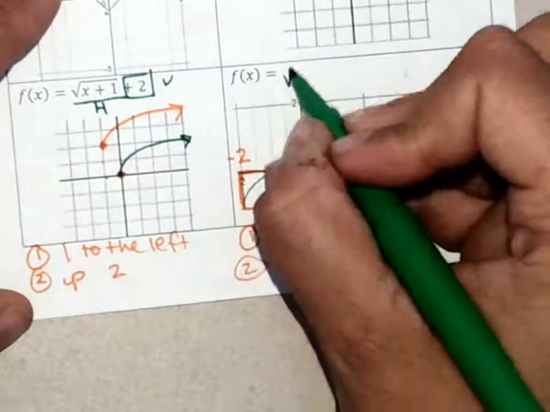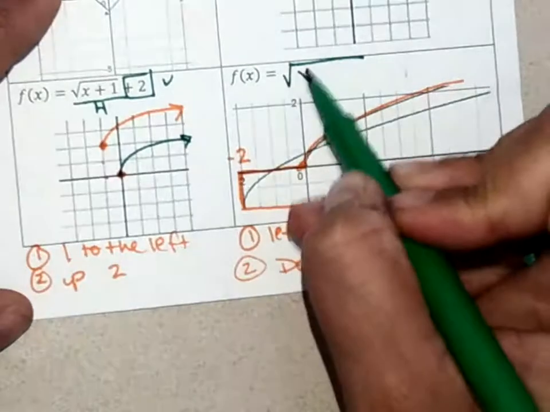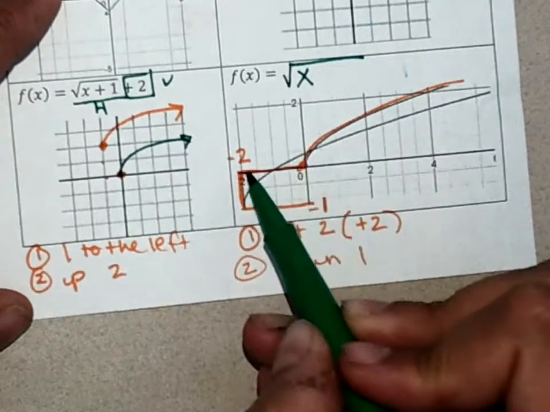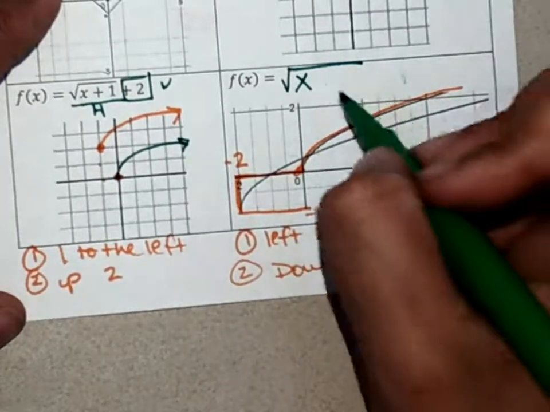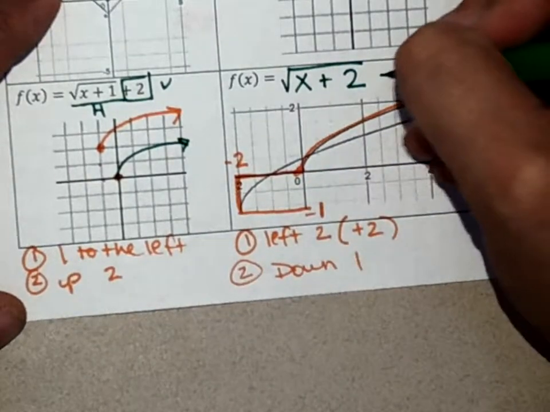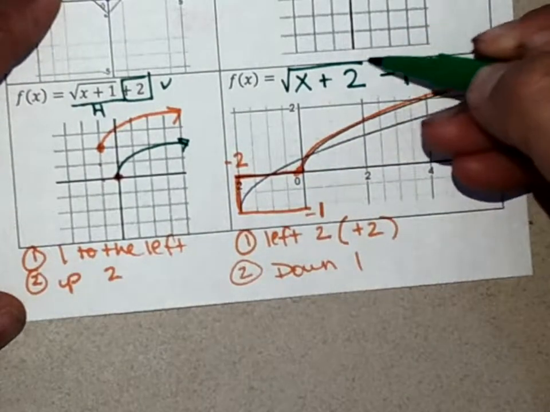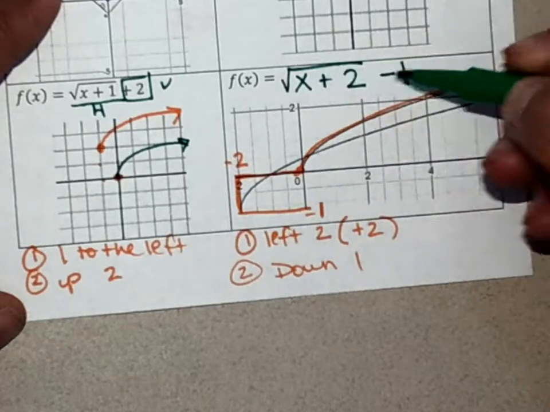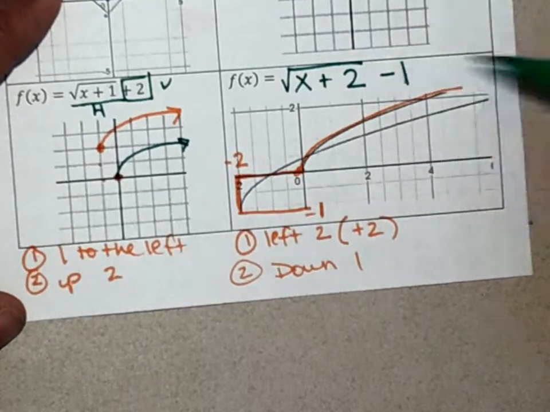So in my function, my horizontal movement went left 2, so I'm going to put +2. And my vertical movement went down 1, and I'm going to make sure that that's written outside of the square root value so that it is obvious that that's a vertical shift.